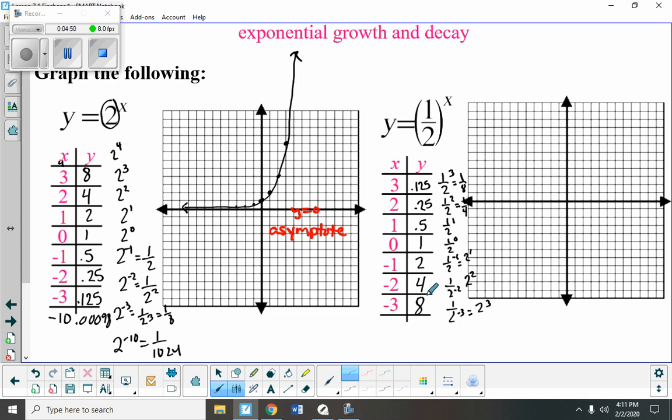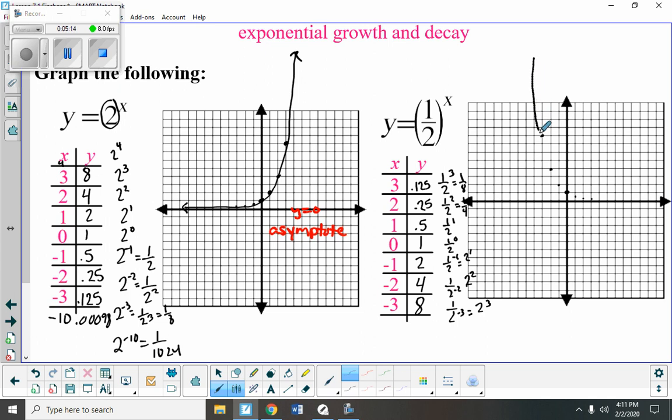So let's look at that. So we have 3 and then up 0.125, over 2, up 0.25, over 1, up 0.5. At 0, the output's 1. At -1, it's 2. At -2, it's 4. At -3, it's 8. And if we plugged in a -4, it would be 16.